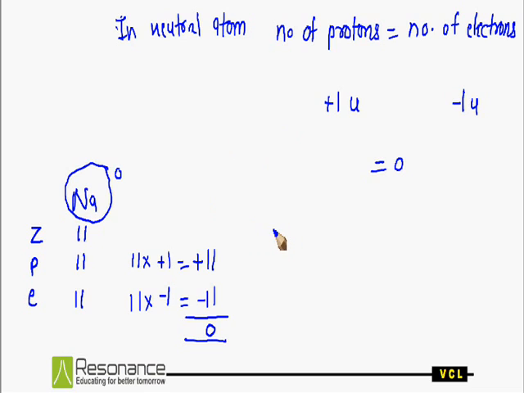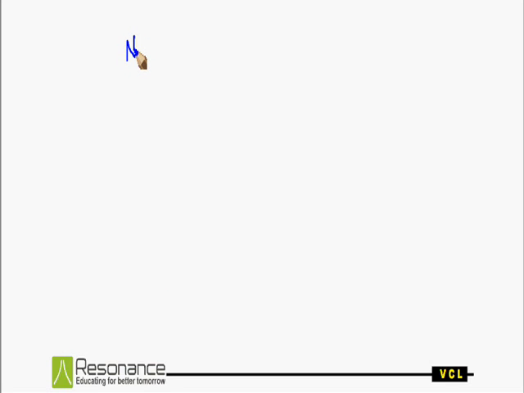And we also know that it has neutrons, but neutrons have no charge, meaning they are neutral, so they will not participate in the calculation of charges. Suppose we take an example of sodium. For sodium, Z is equal to 11, meaning the atomic number is 11, the number of protons is also 11, and the number of electrons is also 11.